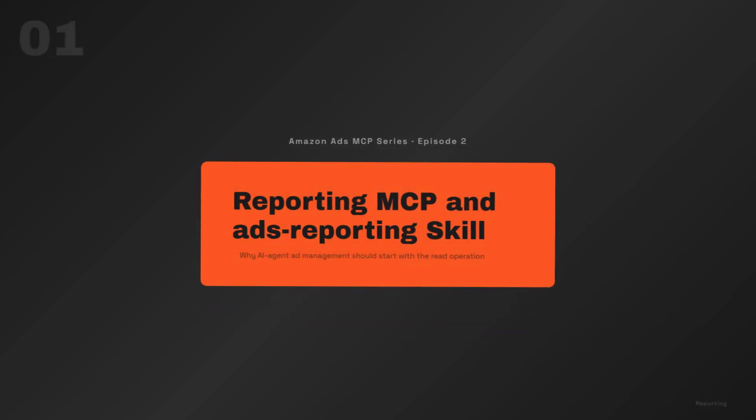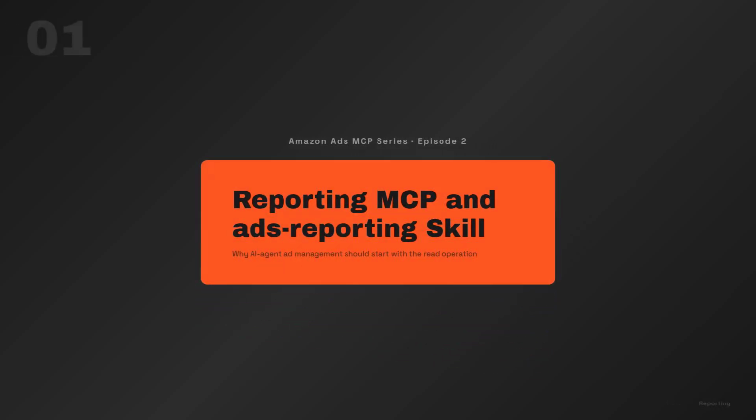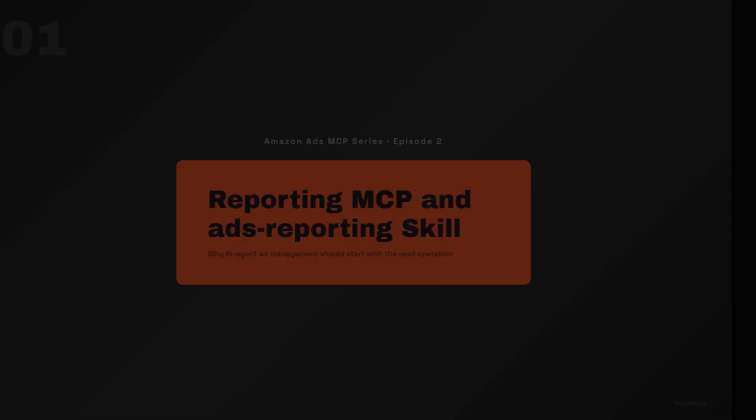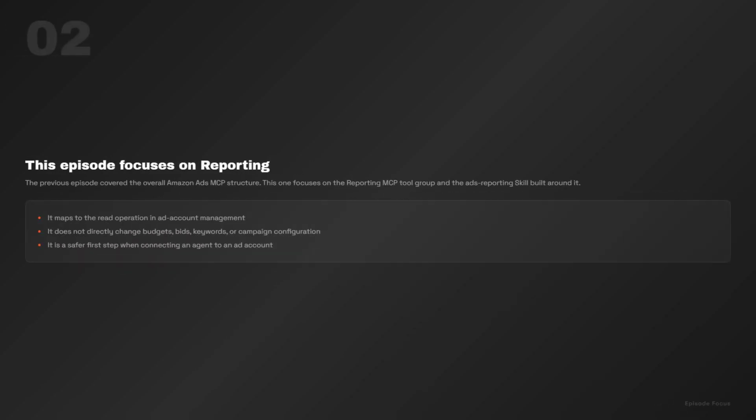In the previous episode, we talked about how the Amazon Ads developer website has released 8 major MCP tool groups, along with several example skills, for AI agents such as Claude Code and Codex to manage and operate Amazon Ads. Today, we are going to talk about one of those tool groups, the Reporting MCP tool group, as well as the skill Amazon released based on this group of MCP tools called Ads Reporting.